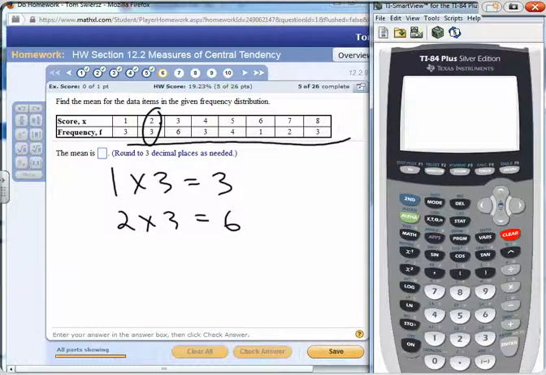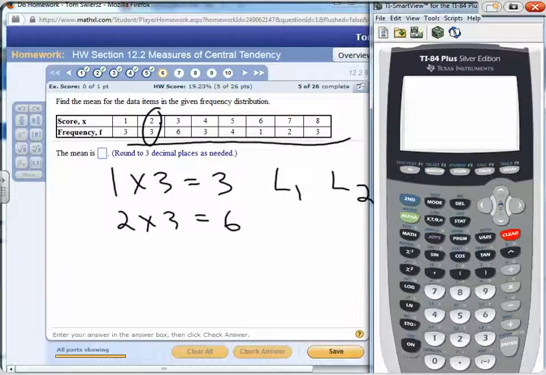This problem is going to be a lot easier using the list on the calculator, because we can go ahead and put in the scores in L1 and the frequencies in L2, and it'll automatically do the multiplications. Okay? So let me show you how you can do this a lot faster using your calculator.